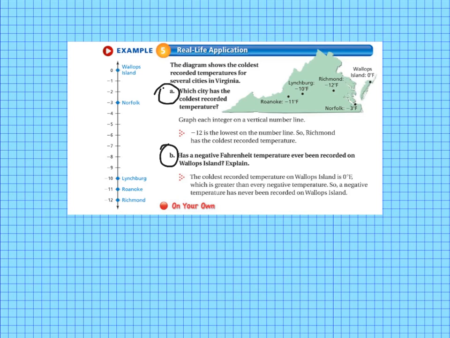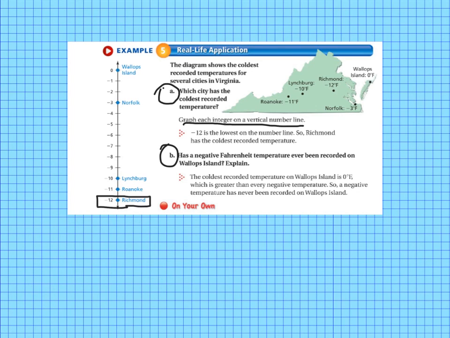If we graph each integer on a vertical number line, which makes sense when we're doing temperature because we think of a thermometer, and that's usually a vertical number line, then we can see that negative 12 is the lowest number, and that's associated with Richmond. So Richmond has the coldest recorded temperature.